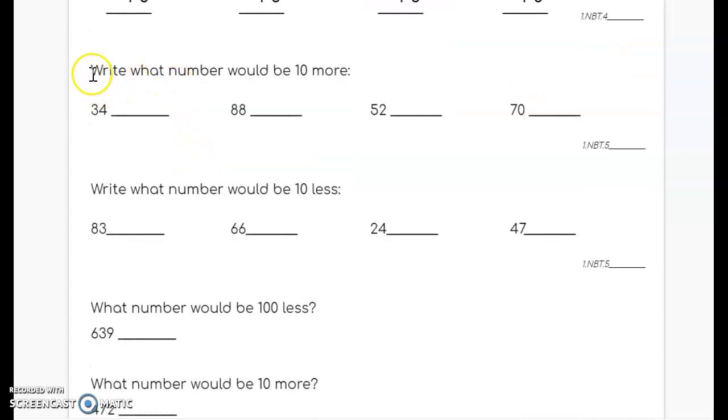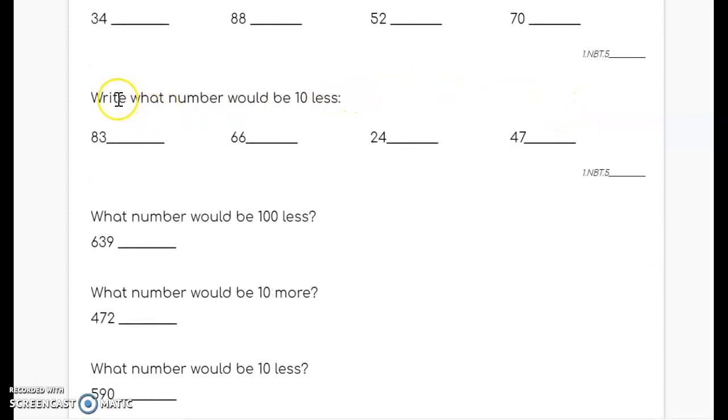The next section says write what number would be 10 more. So you have 4 numbers here. You're going to look at each number and then tell me, using just your brain, how much 10 more would be. Write the answer on the line next to the number. So here's 34. Write what 10 more is. 88. Write what 10 more is. 52. Write what 10 more is. And 70. Write what 10 more is.